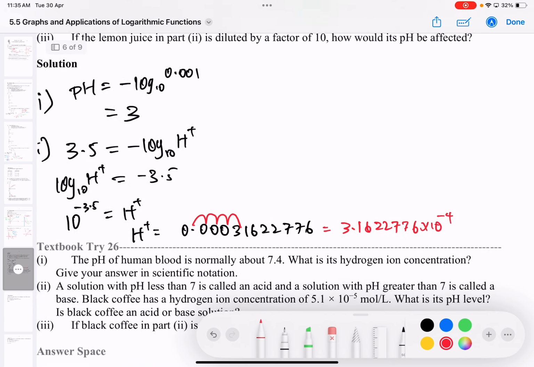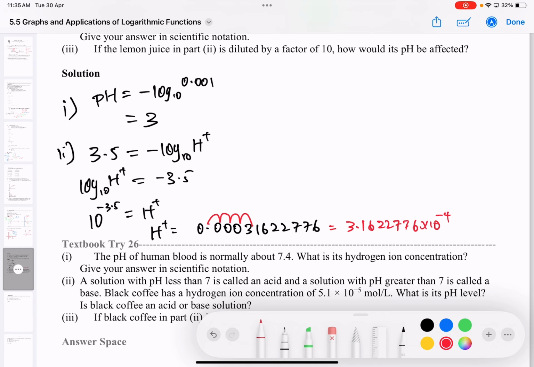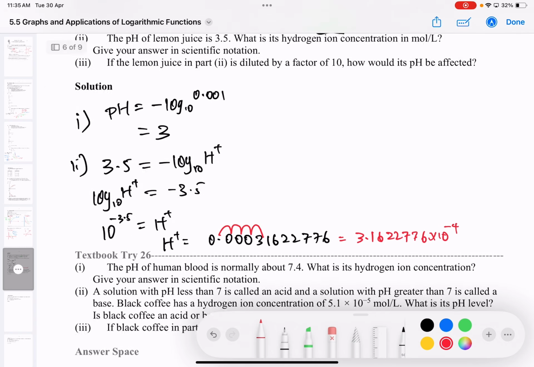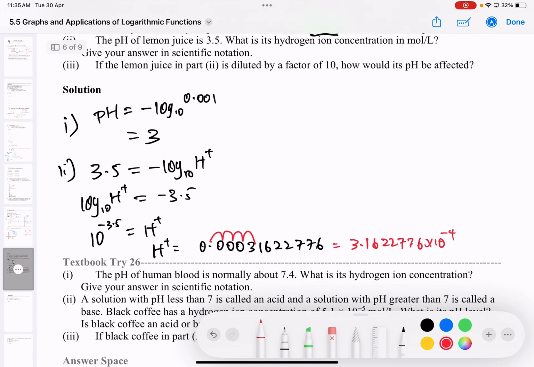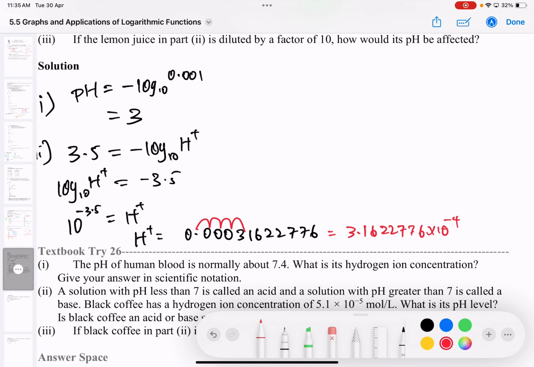Okay, so this is our concentration in standard form. Did they ask you to leave it in 3SF? No, they never. So just leave the answer as this. Mr. Tom, is it okay if I don't put all the digits? My calculator doesn't show the whole thing.